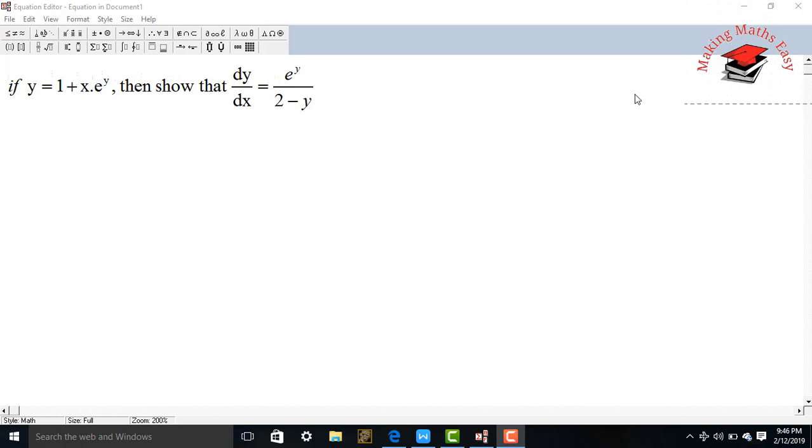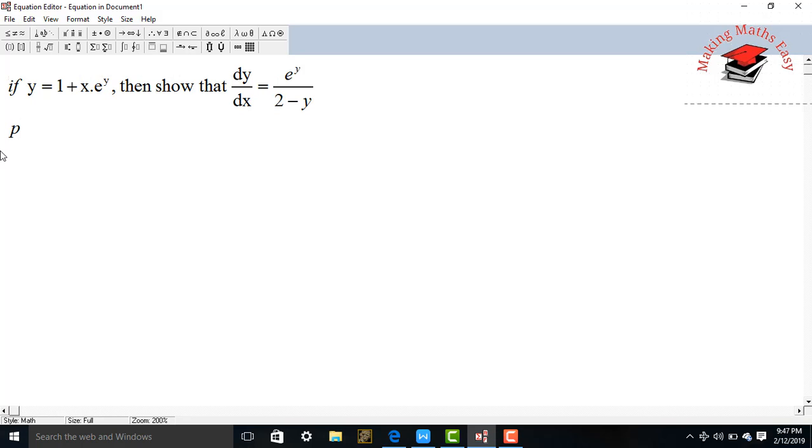So we have the function: if y is equal to 1 plus x into e raised to y, then we have to show that dy by dx, or the derivative of x with respect to y, is equal to e raised to y divided by 2 minus y. Okay, so we will start solving the sum.